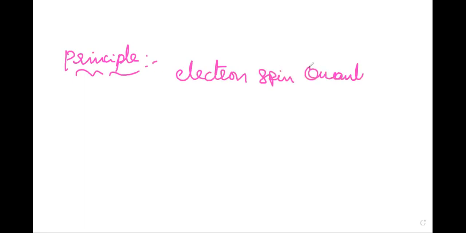Principle. So principle means an electron spins on its own axis, and its electron spin quantum number S is equal to 1 by 2.